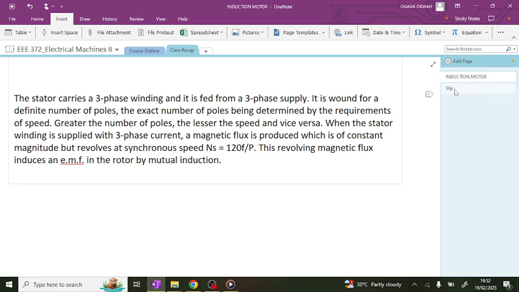We'll talk about slip and more about this rotating field and ns, and then the rotor and their speed. We'll talk about that in the next video.